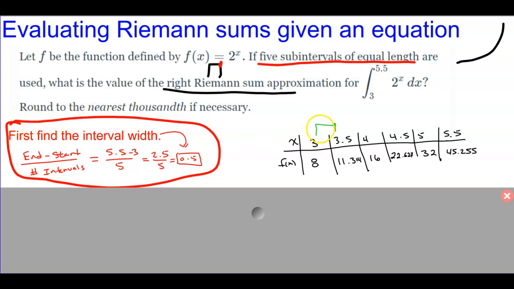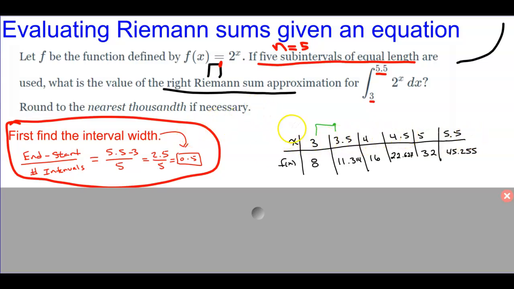If you want to write this down, or you can just use your intuition, if I start at 3 and I end at 5.5, I'm going to take that and divide it by the number of rectangles that I need, which is 5. So the difference of the two, end minus start, 5.5 minus 3 is 2.5. Divide that by 5, you get 0.5. Each interval width is going to be a 0.5 increment.